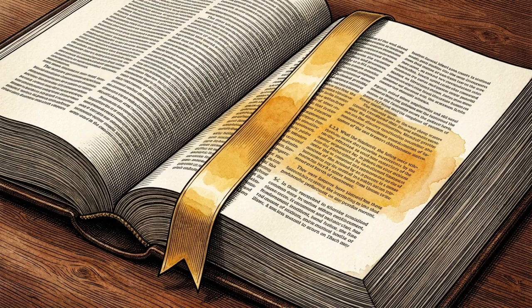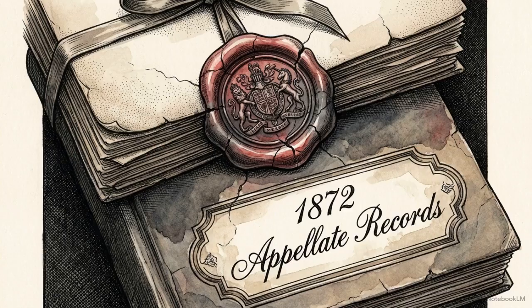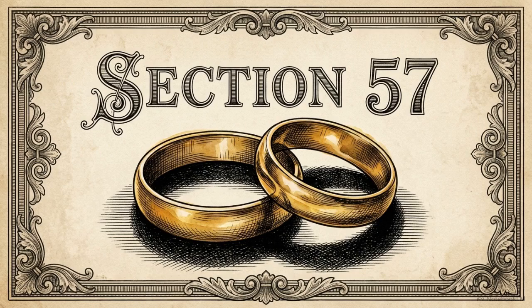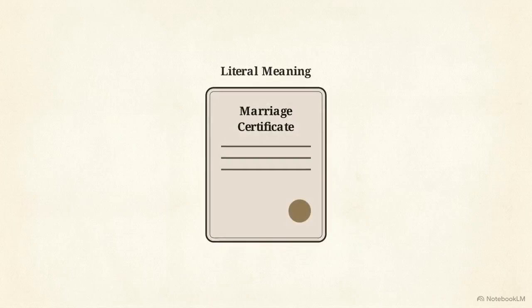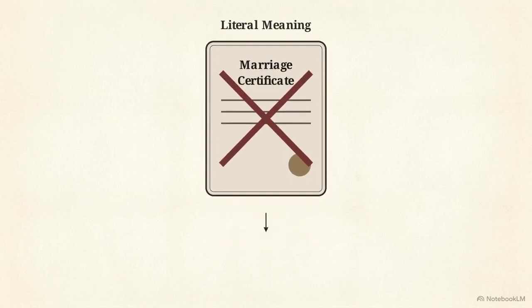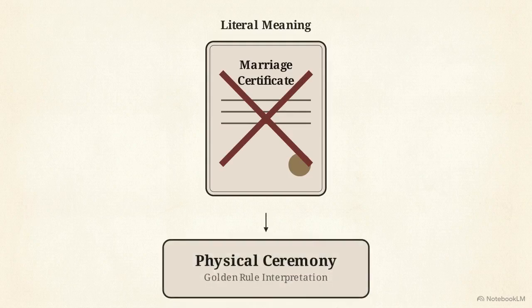To rescue literal interpretations from producing total absurdity, the courts developed the Golden Rule. A notable application is the 1872 case of R. v. Allen regarding the offense of bigamy. Section 57 made it an offense if a married person shall marry another person. Strictly speaking, a person who is already married cannot legally marry a second time. That second marriage is legally void. Therefore, a literal reading makes the offense impossible to commit. The court avoided this by interpreting marry as going through the ceremony of marriage.